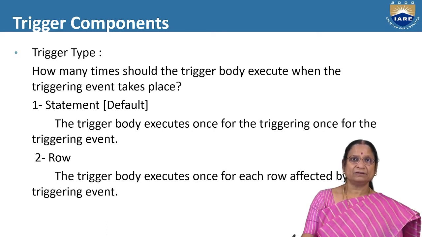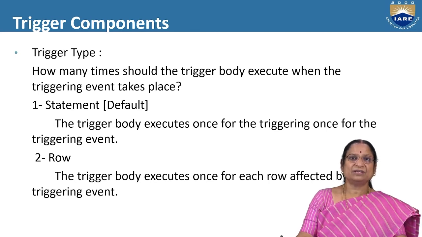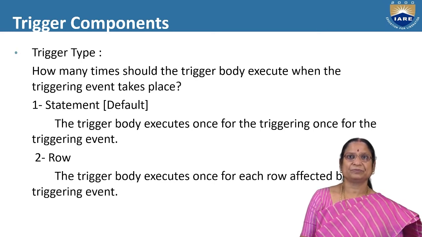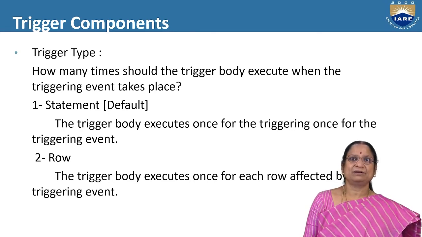The next component is the type of the trigger. That means the type of the trigger is going to be categorized based upon how many times the trigger is going to get fired. How many times should the trigger body execute when the trigger event takes place? How many times does this action have to take place? Again, it depends upon the type of the trigger. Basically, there are two types of triggers we can specify: statement trigger and row trigger. By default, if you don't specify anything, the trigger will be considered as a statement trigger.